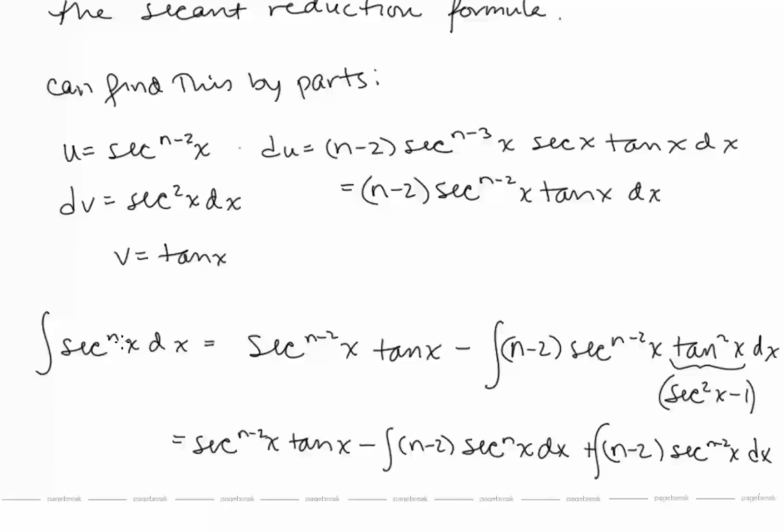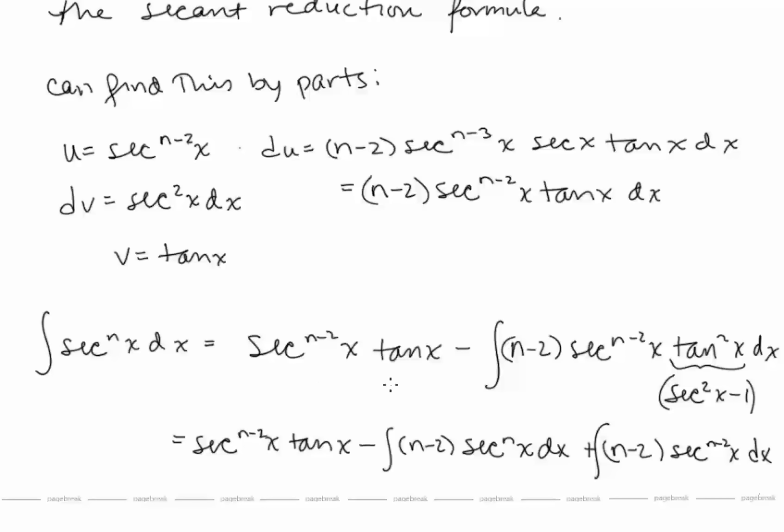We're going to consider this secant to the nth power as secant to the n minus 2 x multiplied by secant squared x dx. So u is equal to secant to the n minus 2 x and dv is equal to secant squared x dx. And computing du, the n minus 2 comes down. We're using the chain rule. This is n minus 2 secant x to the n minus 3 power multiplied by the derivative of secant x, and that's secant x tan x. And then we have our dx. And simplifying, we get n minus 2 secant to the n minus 2 x tan x dx, and that's our du. And then from dv, we compute v to be tan x.